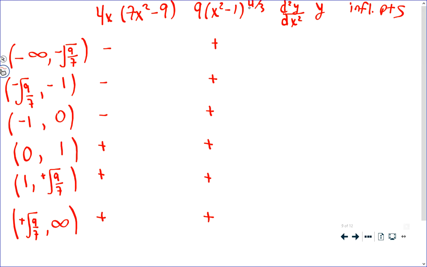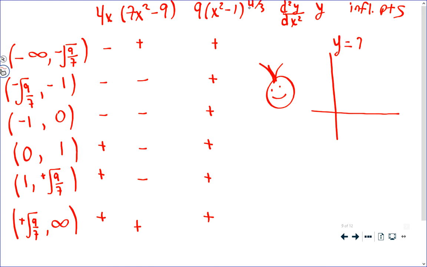7x squared minus 9 is a quadratic expression. So what you need to do is put in numbers for x in the intervals. Now I will show you a little trick on why I know it's positive here and negative everywhere else. What I'm doing is, in my mind, I'm looking at the graph of y equals 7x squared minus 9. Well, I know the two x-intercepts will be the negative square root of 9/7 and the positive square root of 9/7. And I know that since the leading coefficient of this quadratic function is positive, this is a parabola that opens up.